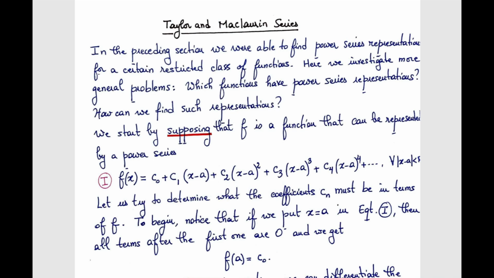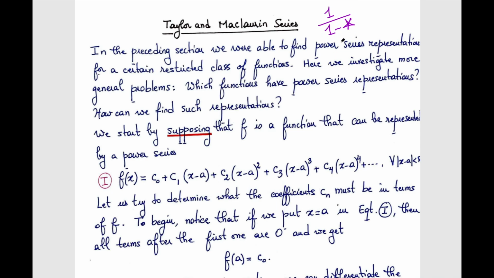Taylor and Maclaurin series. In the previous section, we were able to find power series representations for a certain restricted class of functions. To be more precise, this class consists of functions that are in one way or another related to the function that you see on the screen. We found that the power series representation of this is the geometric series whose terms are this guy to the power n, correct?